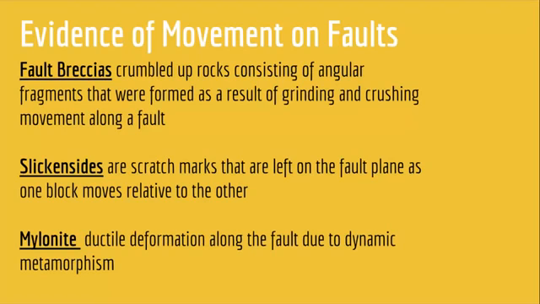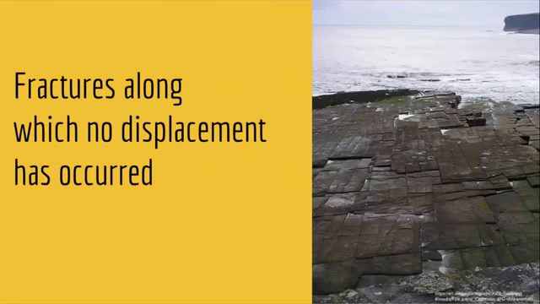But what if no movement occurs? Well, that is our last slide and we call that a joint. So what is a joint? A joint is a fracture along which no displacement has occurred. In joints, we don't have any movement. As you can see in this picture, there are fractures in the rock, but there is no apparent displacement. Just like here, there is no displacement in the broken parts of the fractured rock. So in joints, we have no displacement, but in faults, we have displacement in the fractured rock.